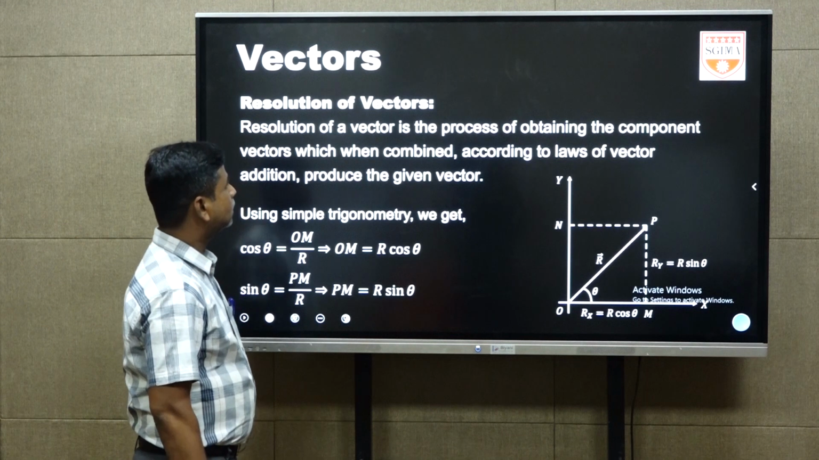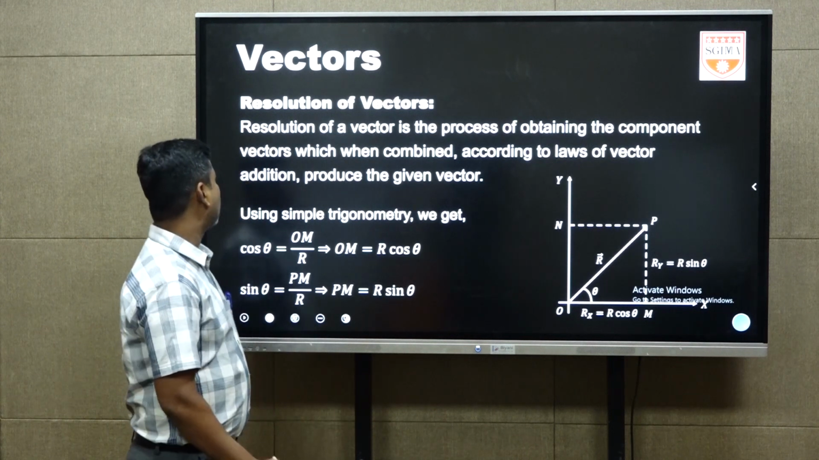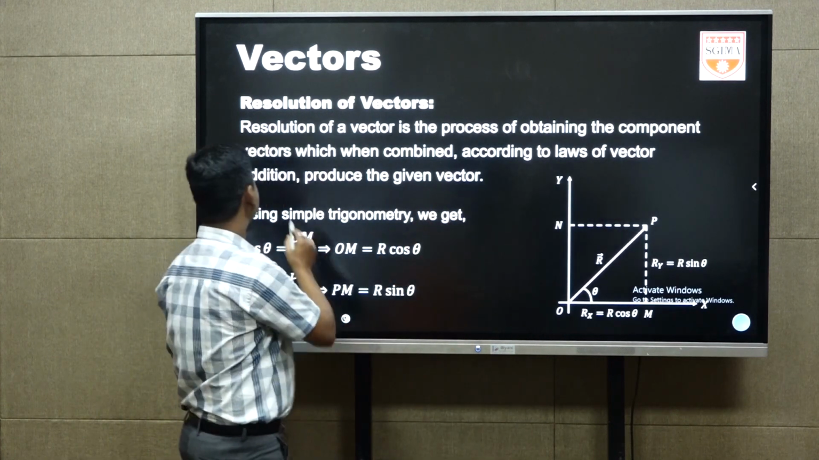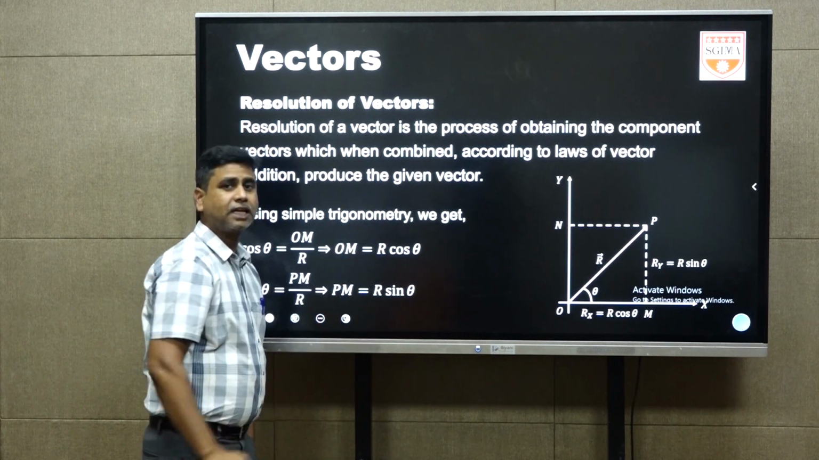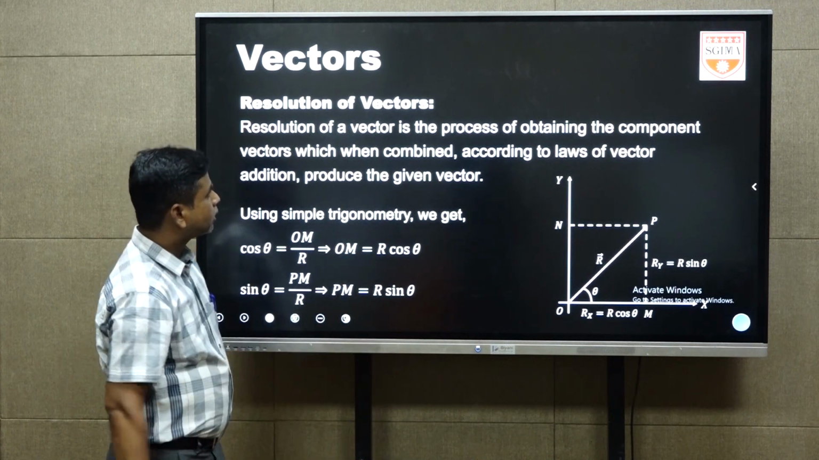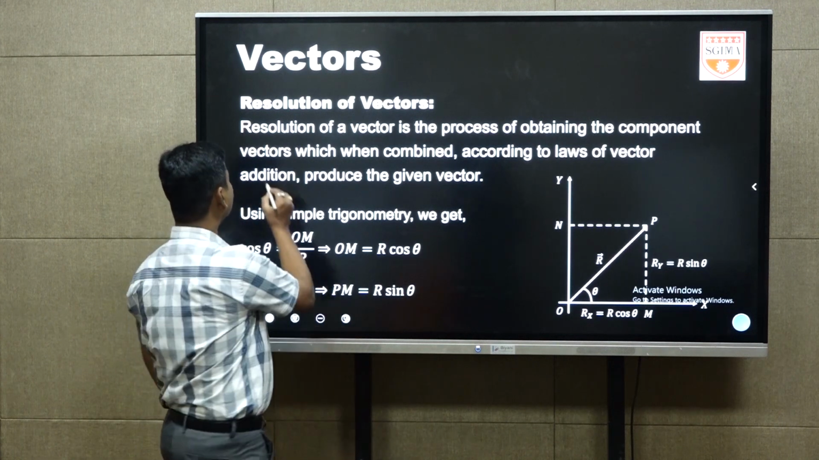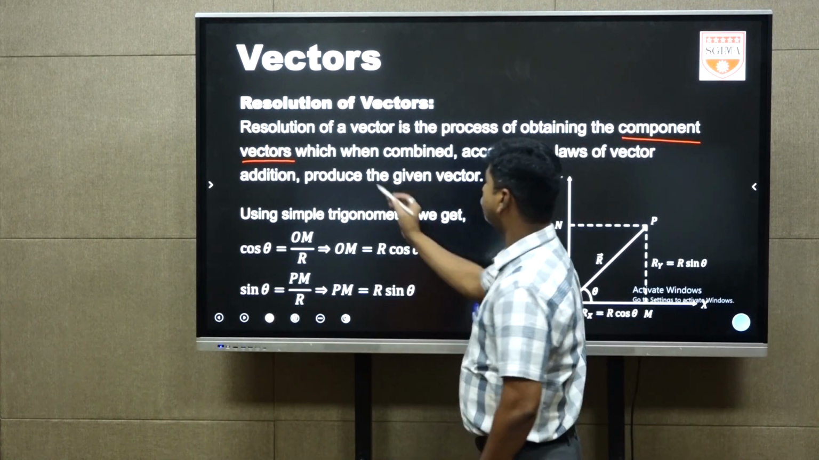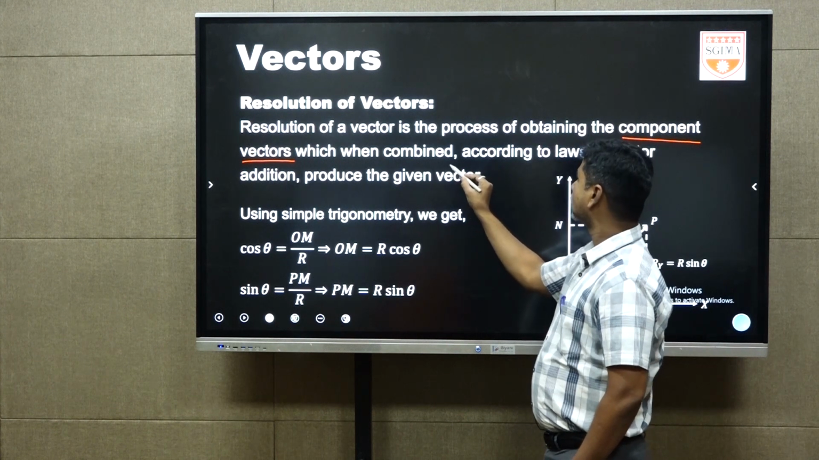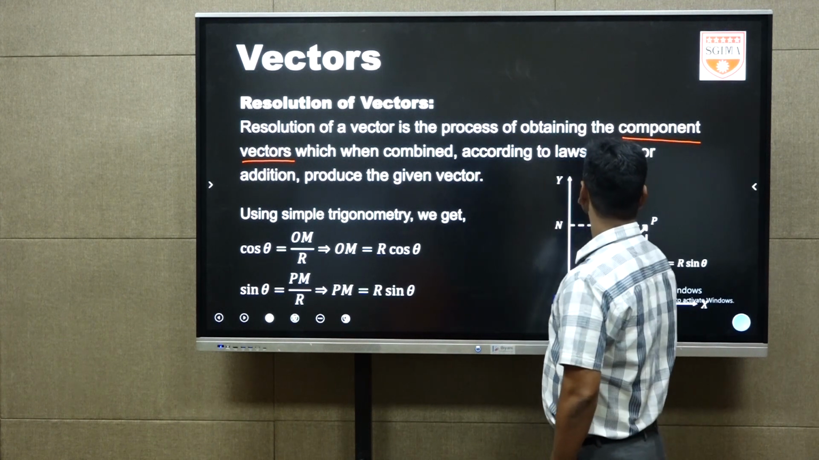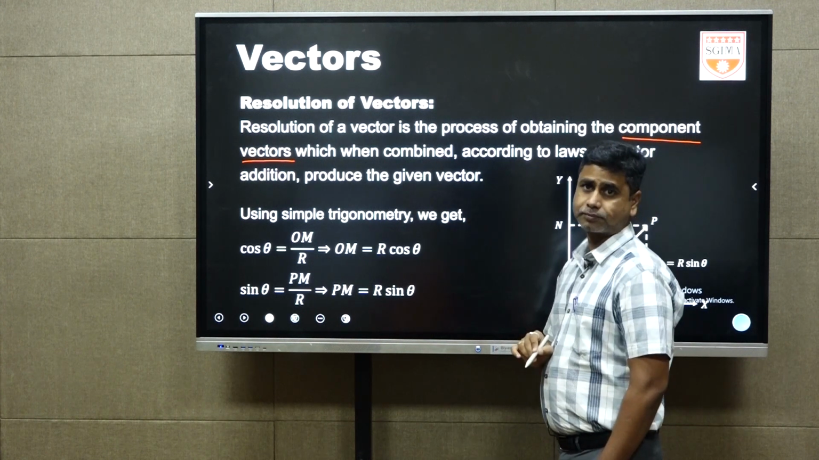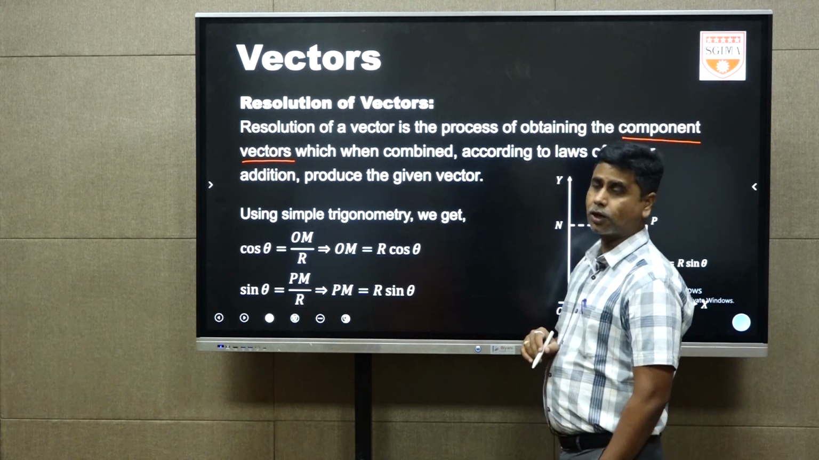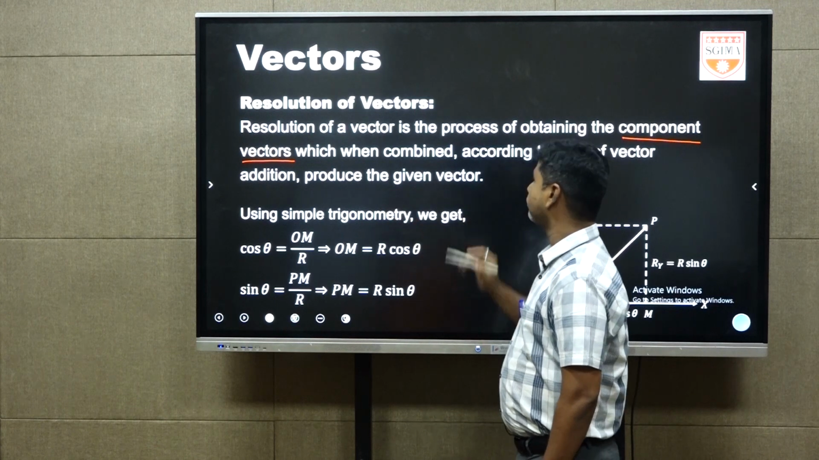Resolution of a vector is the process of obtaining the component vectors which, when combined according to the laws of vector addition, produce the given vector. Here, combined means addition according to the laws of vector addition, not like algebra. Based on the laws of vector addition, they will produce that given vector.